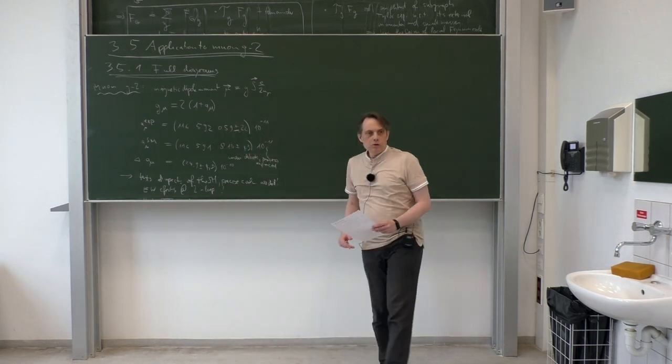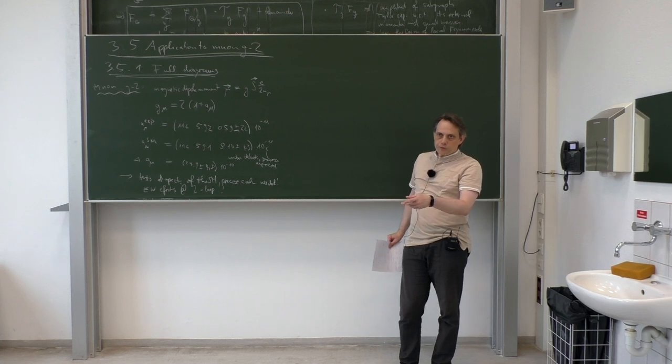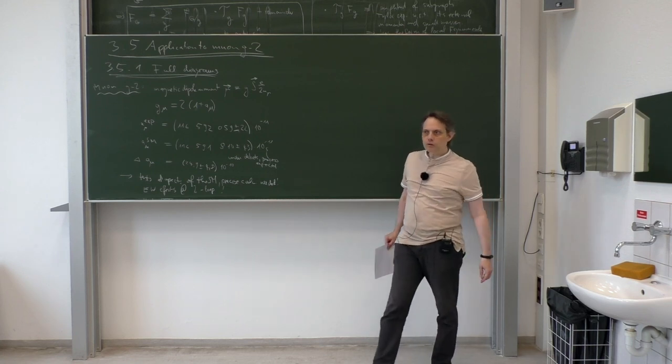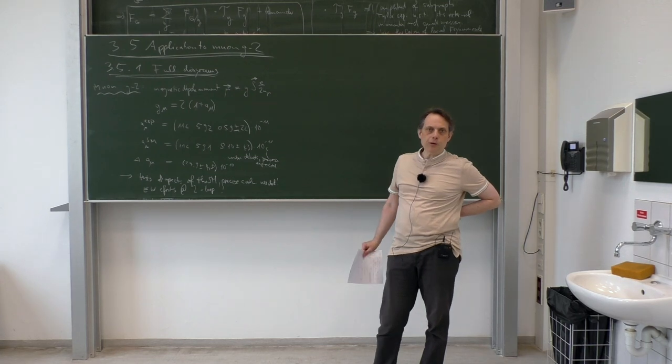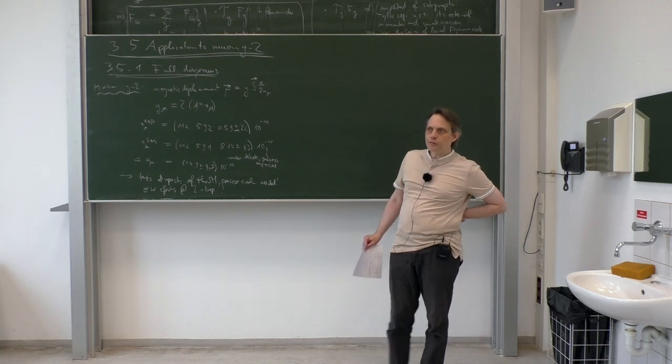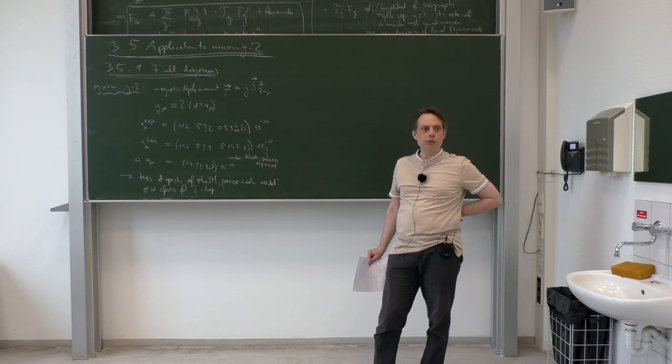Okay, now coming back to your exercise sheet, if you look at the numbers, can you work out in 30 seconds what is the result of this first example? g squared over 16 pi squared times the muon mass squared divided by m_W squared.